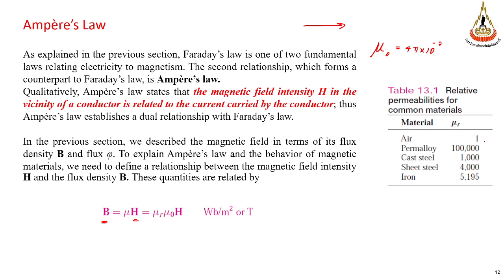Permeability is similar to the conductivity of electricity, and this is the conductivity for the magnetic field, okay? The conductivity of the magnetic field.